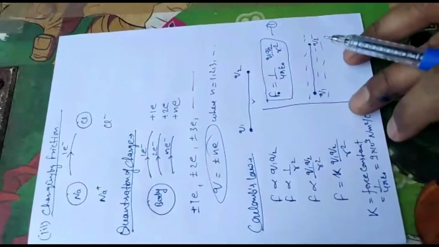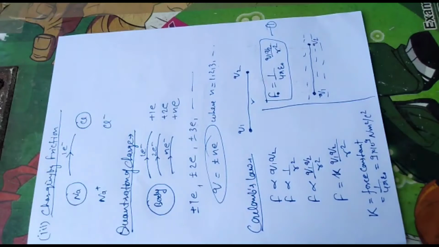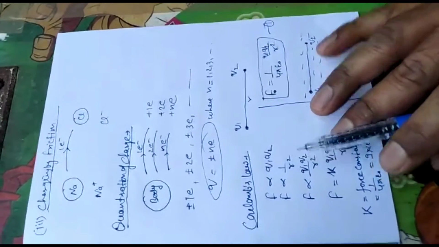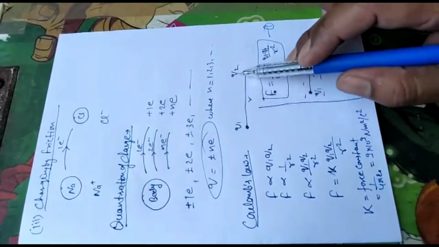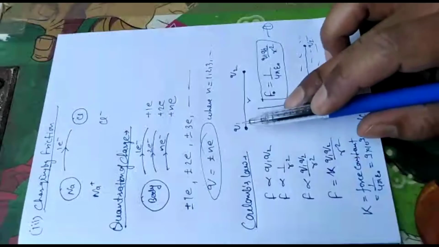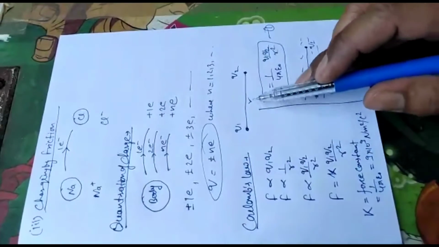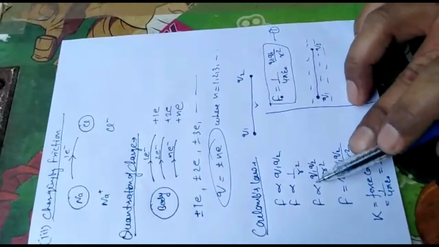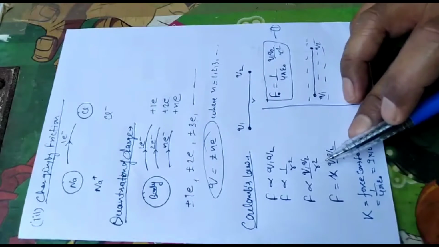Next topic, Coulomb's law. Coulomb's law defines the force of attraction or repulsion acting between two point charges. Let's see here. Let two charges q1 and q2 be separated by distance r. According to Coulomb, the force of attraction or repulsion acting between these two charges is directly proportional to the product of the charges and inversely proportional to the square of the distance between them. Now on combining these two, we get F proportional to q1 q2 upon r square.